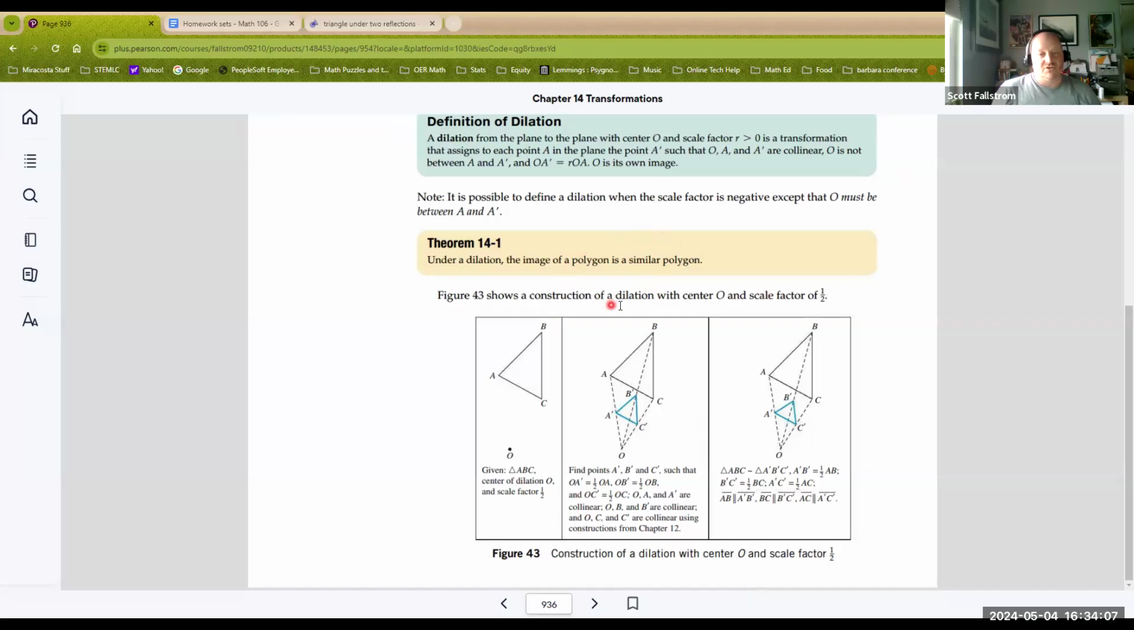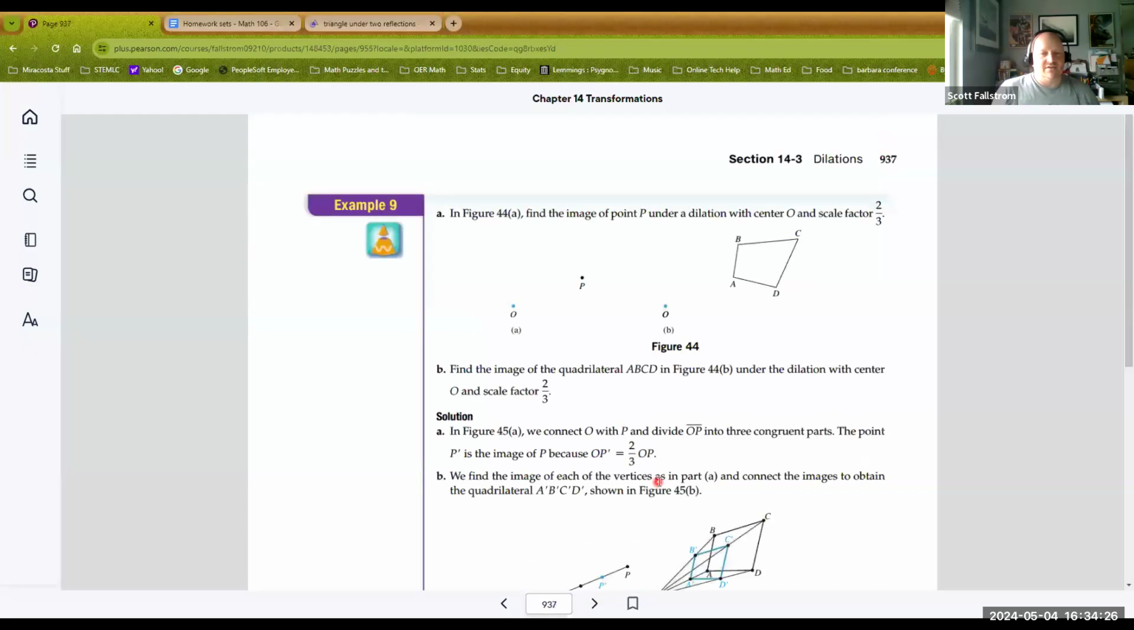So here's construction of a dilation, center O with scale factor of 1/2. I take the shape, I find all of the half distances, which means A prime C prime is half the length of AC. B prime C prime is half the length there. So I end up with side, side, side similarities for triangles, and I know that the original shape and the new one are similar.